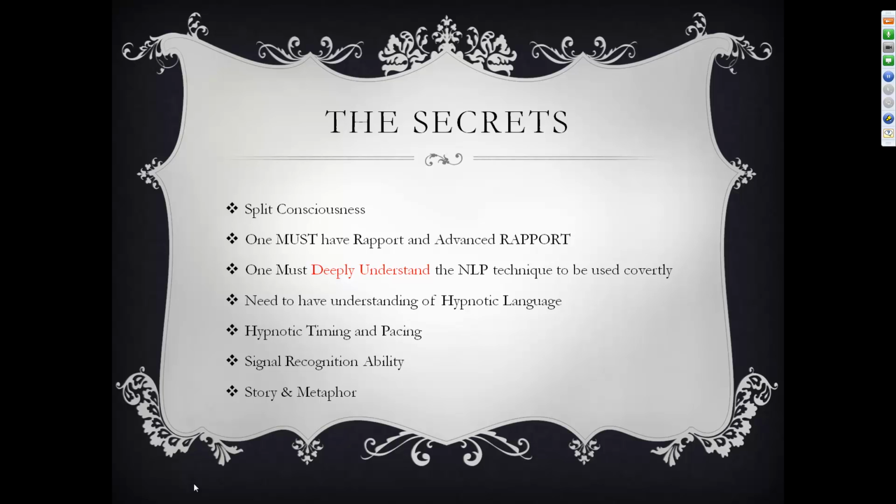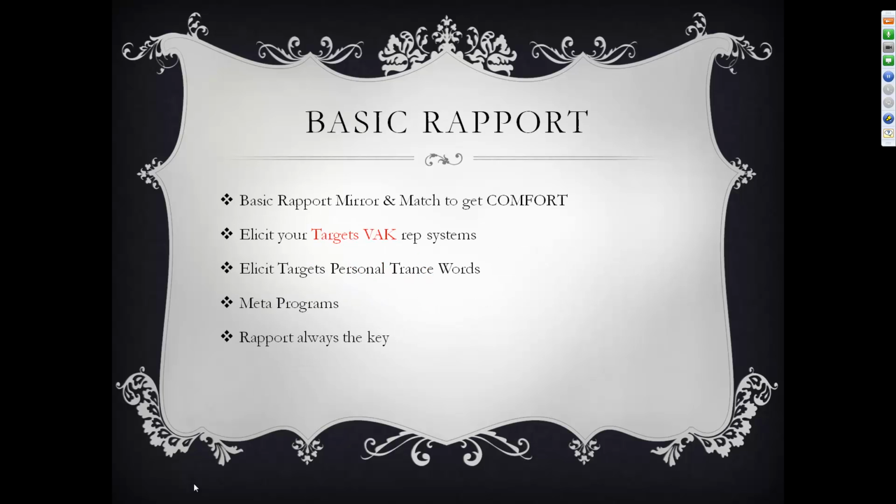You really have to have a signal recognition ability. I think that's greatly misunderstood with people trying to do any kind of covert work. You have to be able to understand what the person's signals are that they're agreeing with you or disagreeing with you or following along. Do you have any signal recognition? Right? If you don't do that, then it's kind of a waste of time. So you have to develop that. And there's a quick way to do it, right? And then you really have to understand story and metaphor, right?